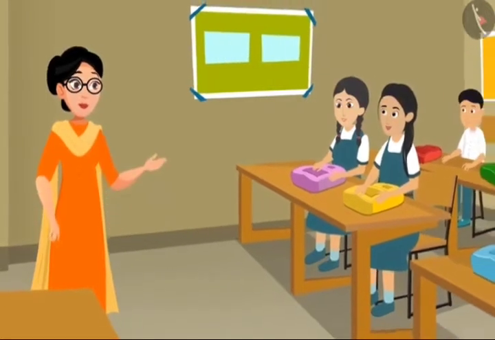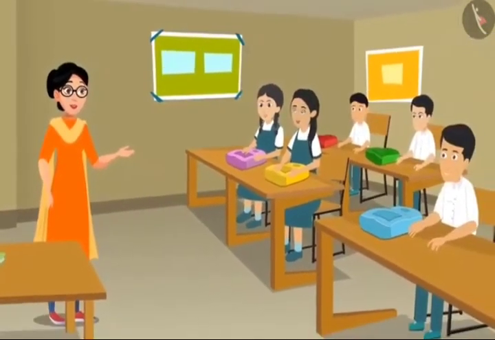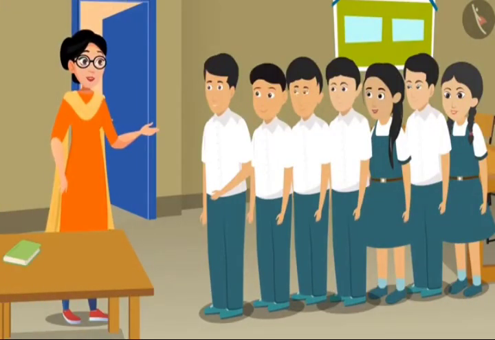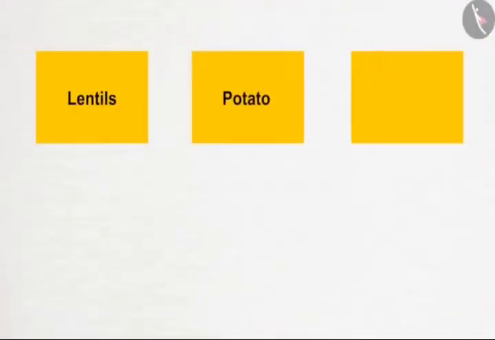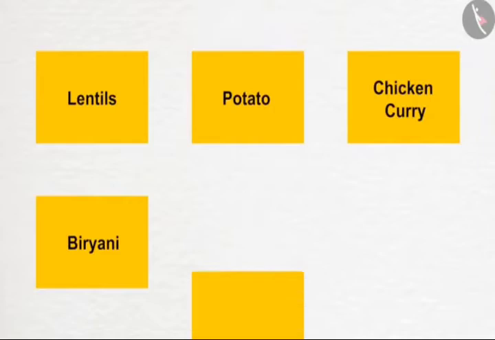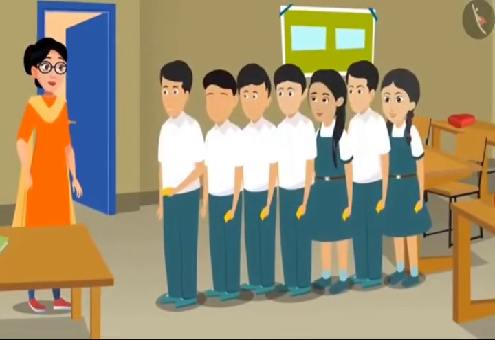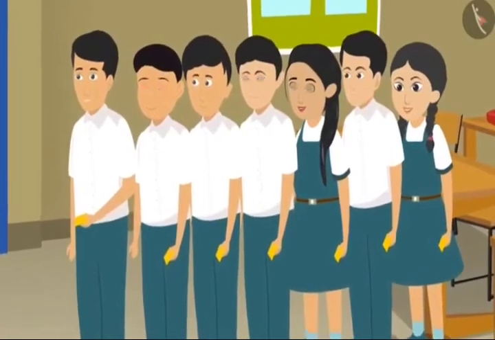This is an interesting question. Let's find the answer through a game. Are you all ready? Yes, teacher. Stand up in a row in the middle of the class. I will give a slip to each one of you. Each slip has the name of a food, such as lentils, potatoes, chicken curry, biryani, vermicelli, paneer bhurji, etc. Each child was given a slip with the name of one type of food written on it.